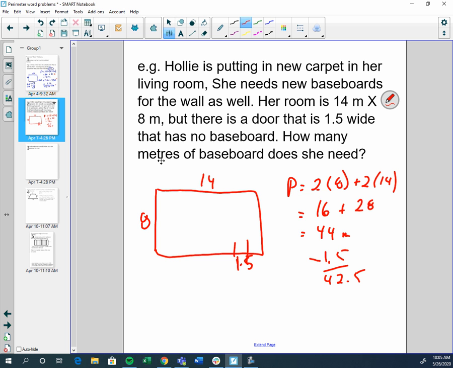Now, it doesn't say this in the question, but quite often baseboards would come in a certain length, probably 3-meter lengths. So subtracting the 1.5 might not matter because you have to buy them in 3-meter lengths. 42 is divisible by 3. She would probably have to go to 45 total meters divided by 3. That'd be 15 boards, probably. Everyone has a little bit of leftover baseboard sitting around in their garage or in their house somewhere.